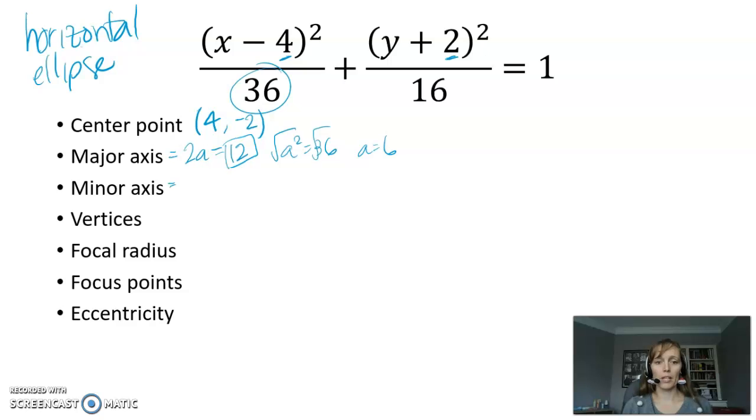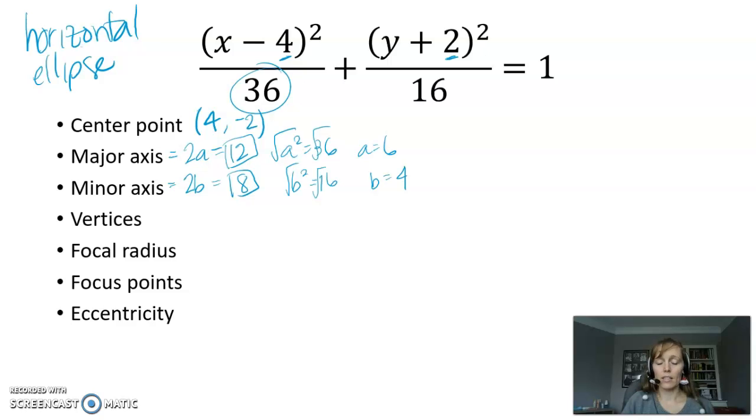We use a similar process for the minor axis, but the minor axis is equal to 2b. From my equation, I know that b squared is equal to 16, and so I take the square root of both of those to come up with b is equal to 4, which means that my minor axis is equal to 8.